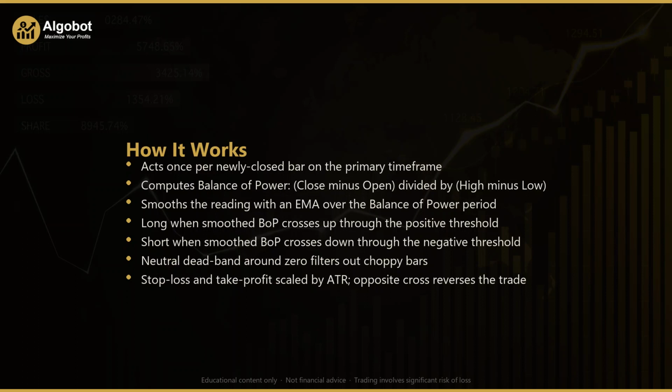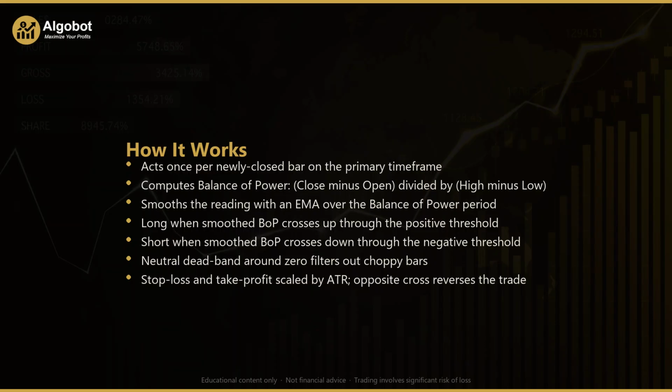Now comes the decision. The strategy uses a threshold, which defaults to 0.15, to create a neutral zone around 0. Think of it as a deadband that filters out choppy, balanced bars. When the smooth balance of power climbs up and crosses above the positive threshold, it signals that control has flipped decisively to the buyers, and the strategy opens a long position. When the smoothed reading falls and crosses below the mirror image negative threshold, it signals that sellers have taken over, and the strategy opens a short. If the reading stays inside the deadband, the strategy simply waits and does nothing.